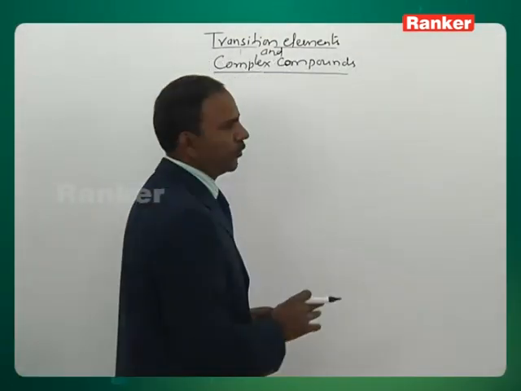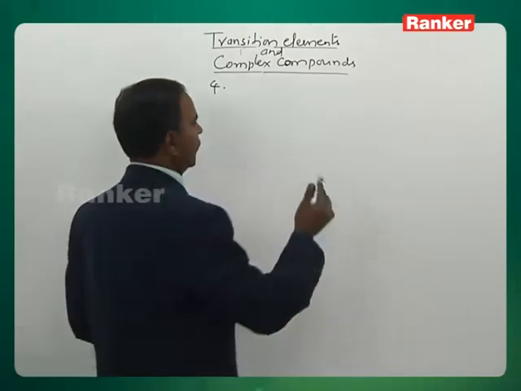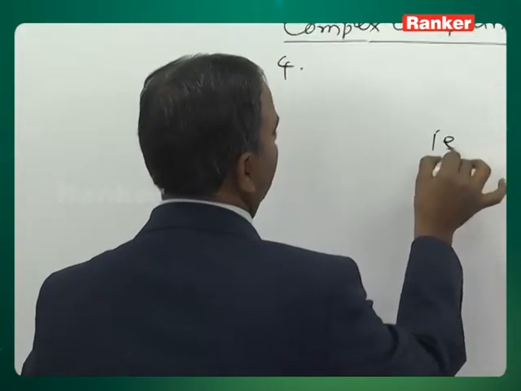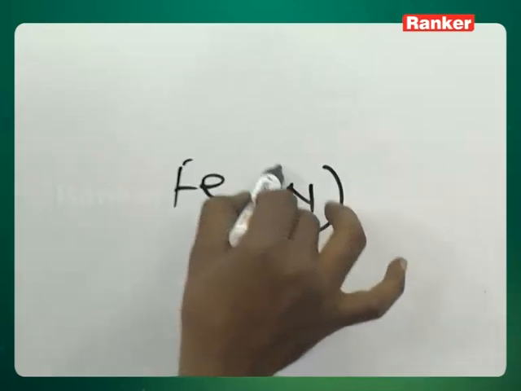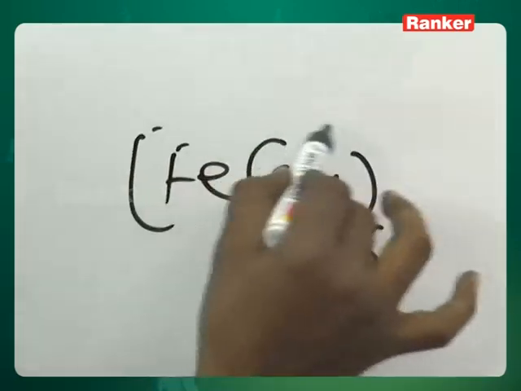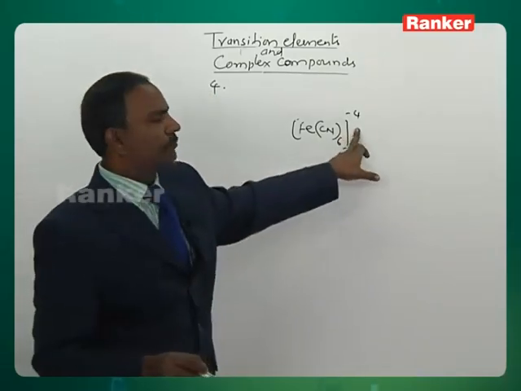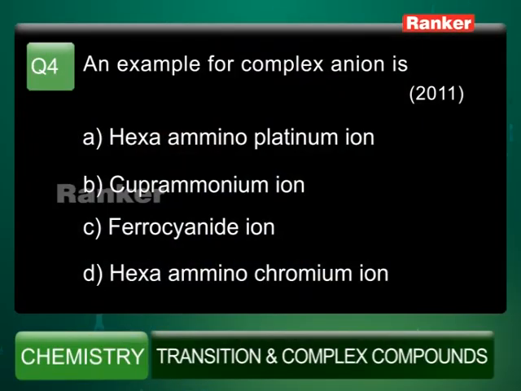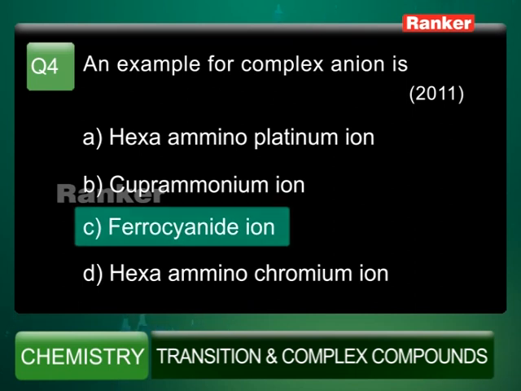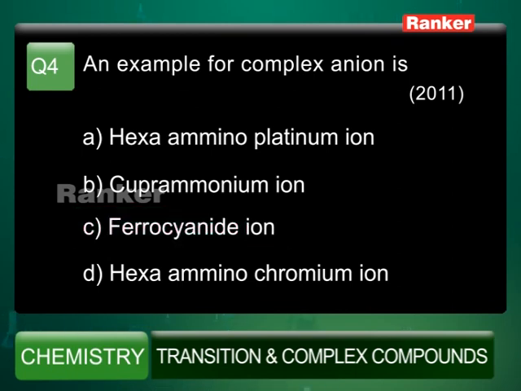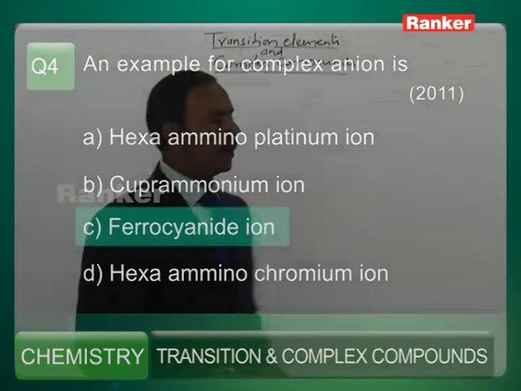Now option C, ferrocyanide ion. Generally we write ferrocyanide like this. This is carrying a negative charge, with Fe plus 2. Therefore for question number 4, the answer is C.